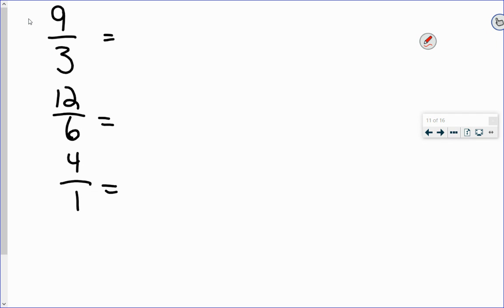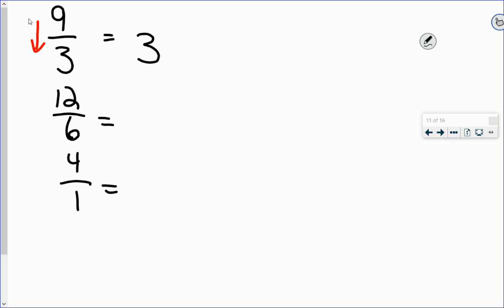So we can divide a fraction. We divide down the fraction. Basically, this is 9 divided by 3, which you're looking at right here. 9 divided by 3, meaning how many threes are in 9? The answer to that is 3. So 9/3 is equal to 3.